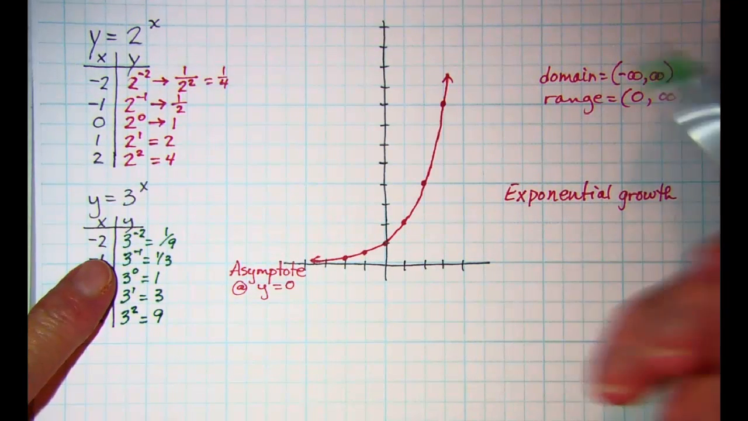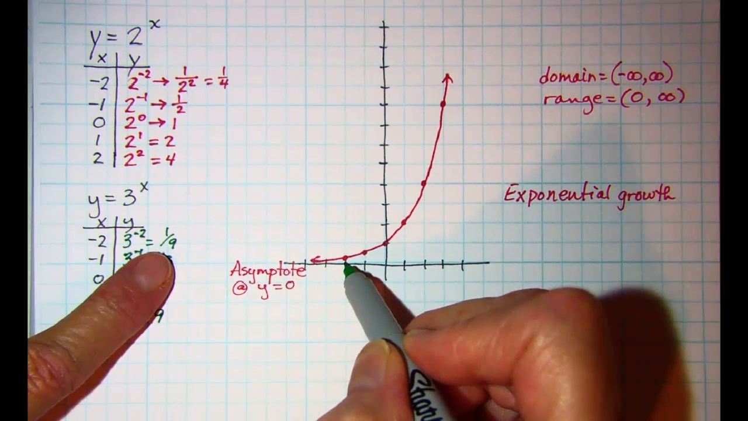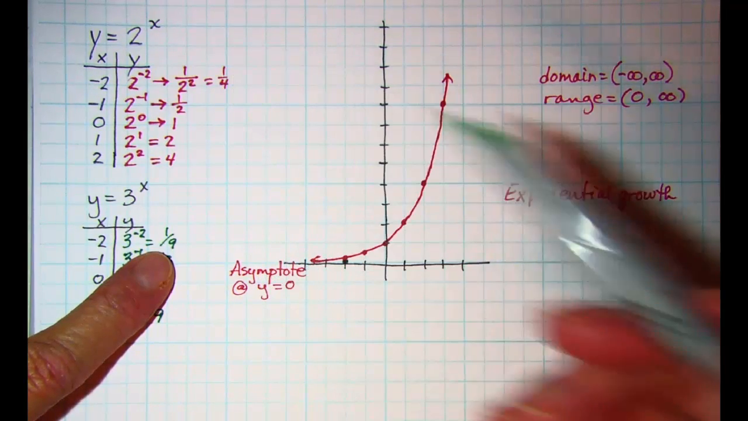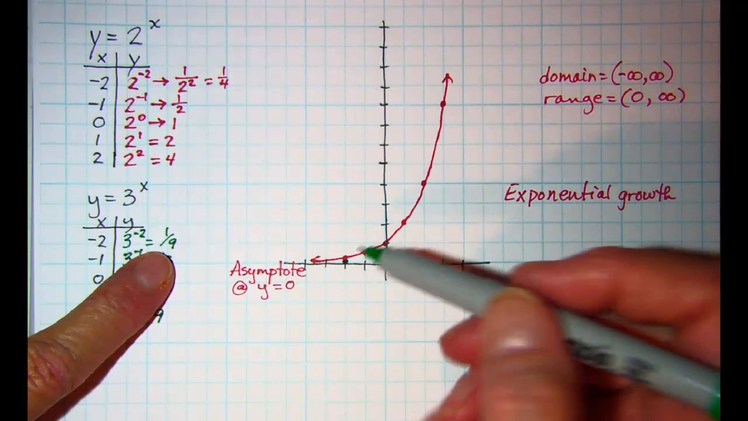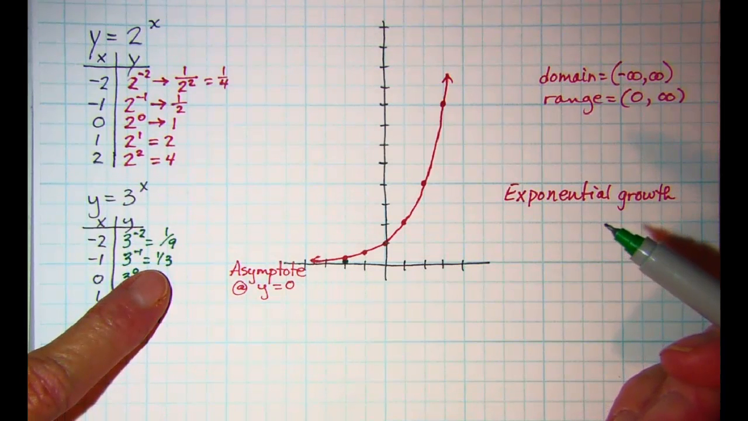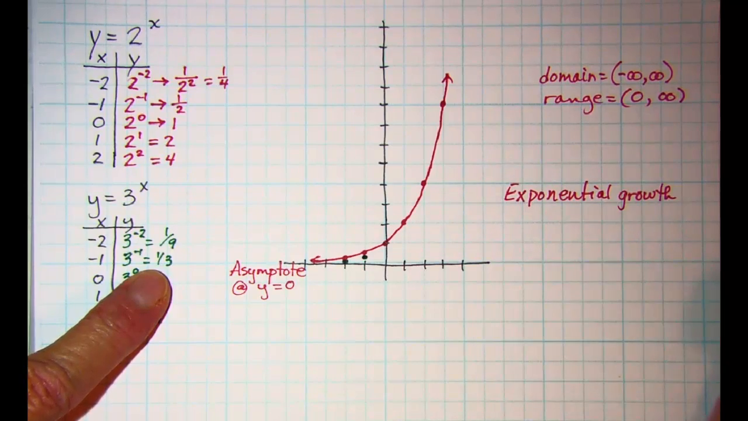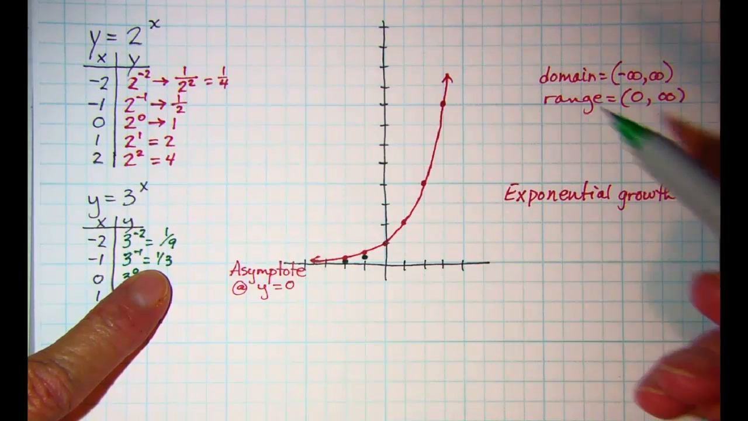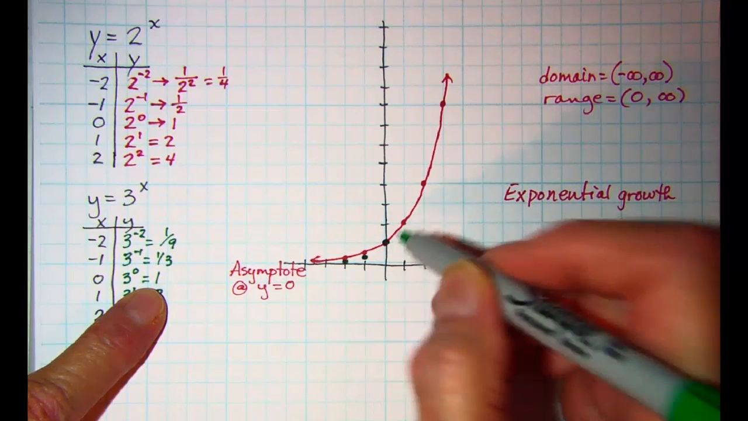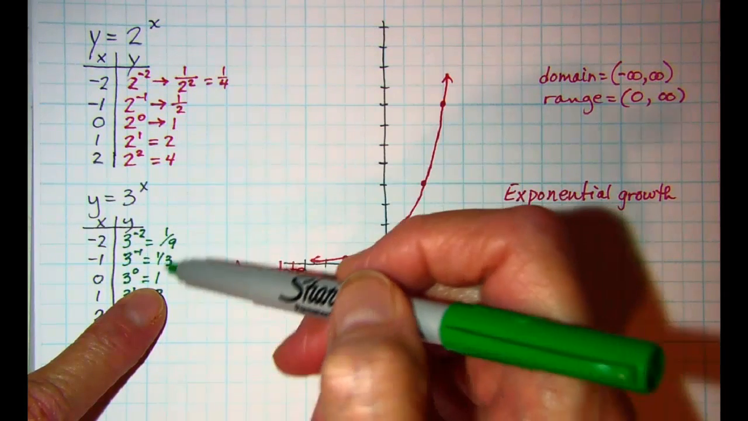Now, let's plot these points. When x is negative 2, y is 1/9, which is a smaller number than 1/4. So it's between the red curve and the x-axis. When x is negative 1, we have 1/3, which is a smaller number than the 1/2. When x is 0, though, y is 1, so we have the same point on both. When x is 0, y is 1 for both.